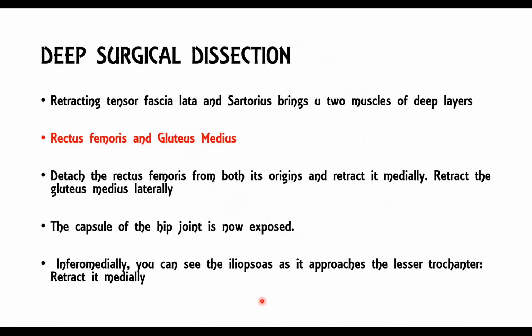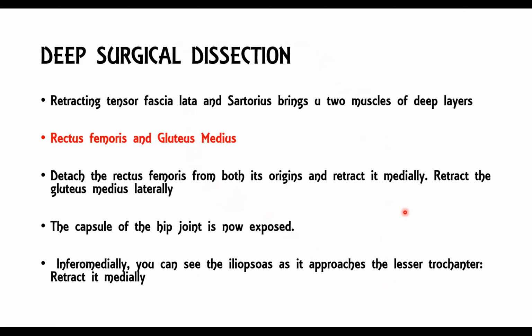You can see in a further picture, I will show that. After retracting tensor fasciae lata and sartorius, you will see two deep layer muscles. The deep layer is between rectus femoris and gluteus medius. So detach the rectus femoris from both of its origins. You should release both origins, or you can retract. Usually you can detach also for an extensive approach. Then you will retract it medially and retract the gluteus medius laterally.